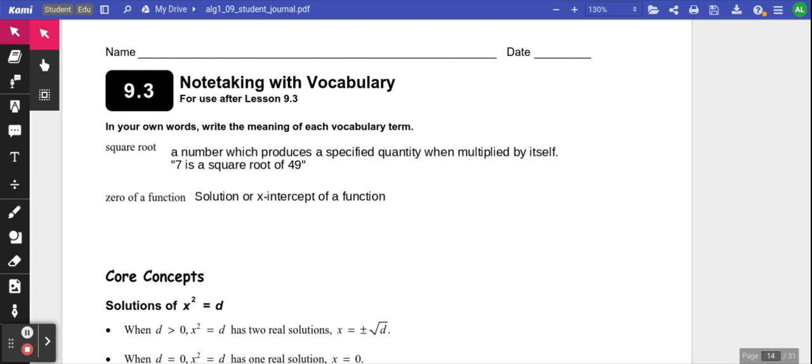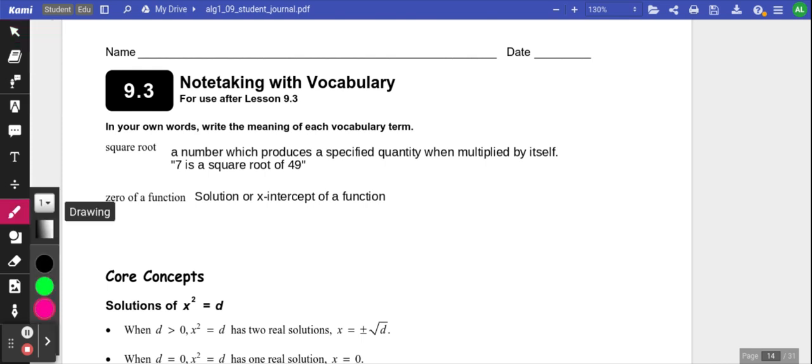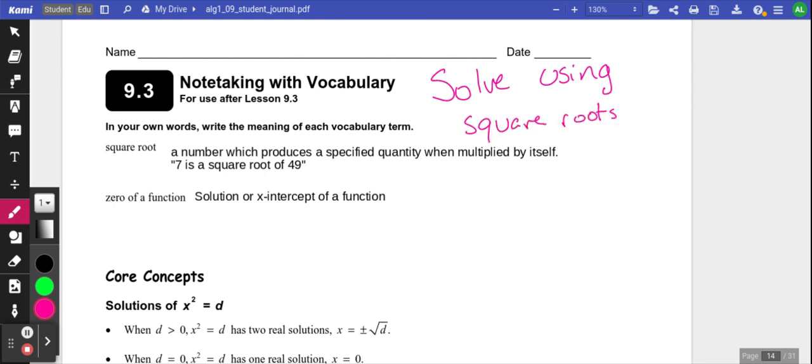All right, so Chapter 9 is really all about different ways that we can solve these different quadratic equations. In 9.2, we learned how to solve by graphing, if we had either an image of a graph or we could look one up through Desmos or a graphing calculator. With 9.3, we're going to solve using square roots. 9.2 is solving graphically, 9.3 is solving more algebraically.